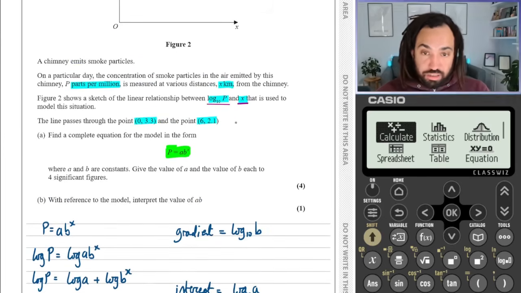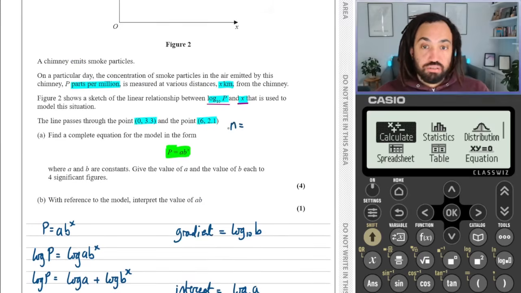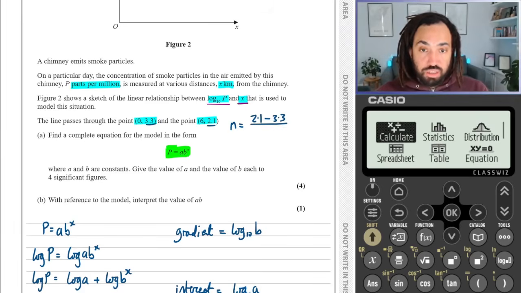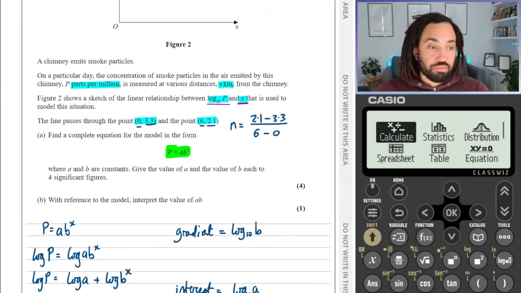Okay, so the gradient, let's just do that here. The gradient, m, between 2 points is y2, so this one, minus y1, so this one, over x2 minus x1, like so.